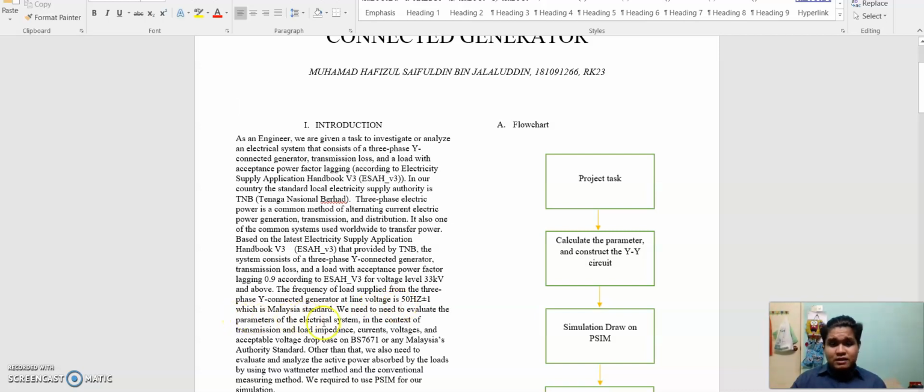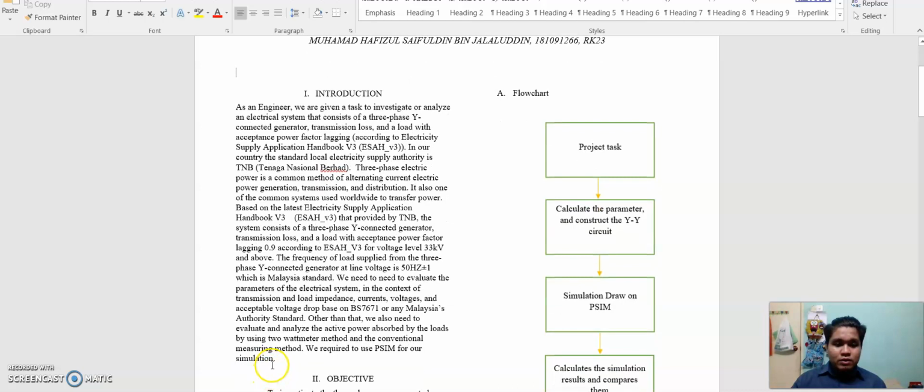which is the Malaysian standard. We need to evaluate the parameters of the electrical system in the context of transmission and load impedance, current, voltage, and acceptance voltage drop based on BS 7671 or Malaysian Authority standard. Other than that, we also need to evaluate and analyze the active power absorbed by the loads by using the 2 wattmeter method and the conventional measuring method. So we are required to use PSIM for our simulation.